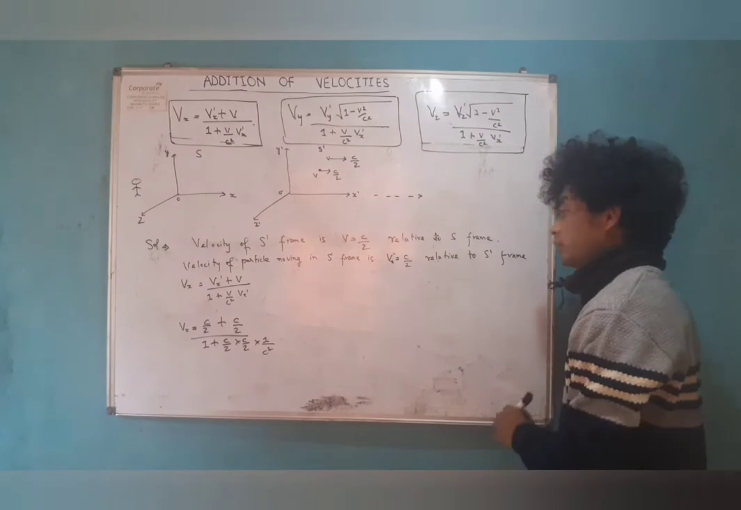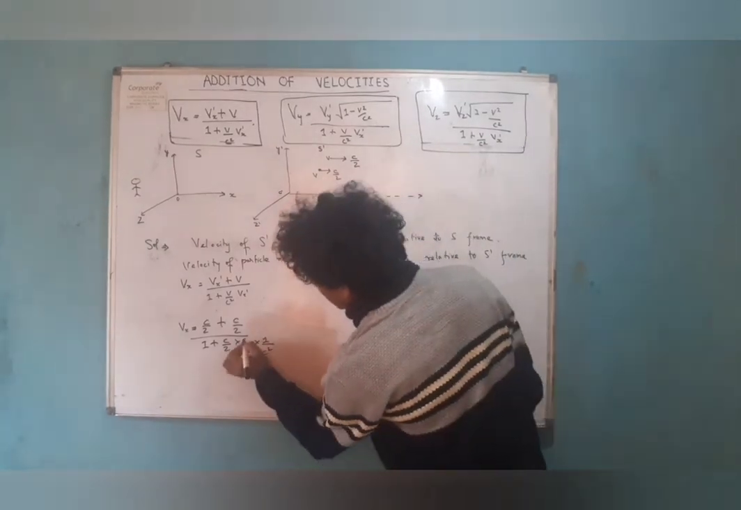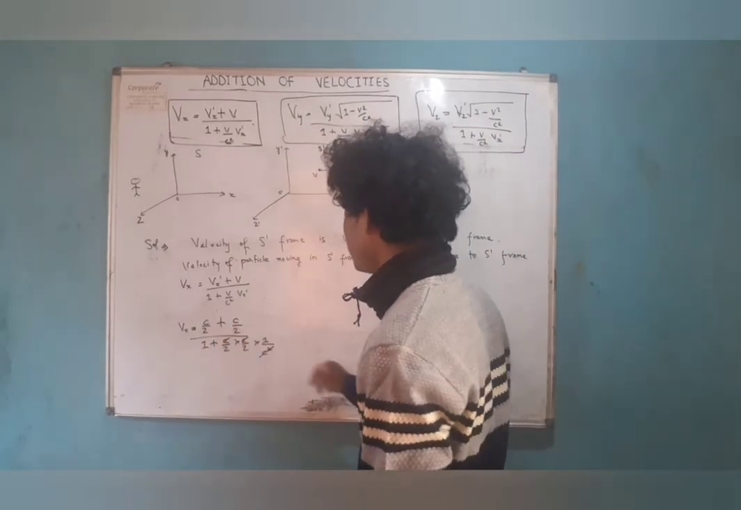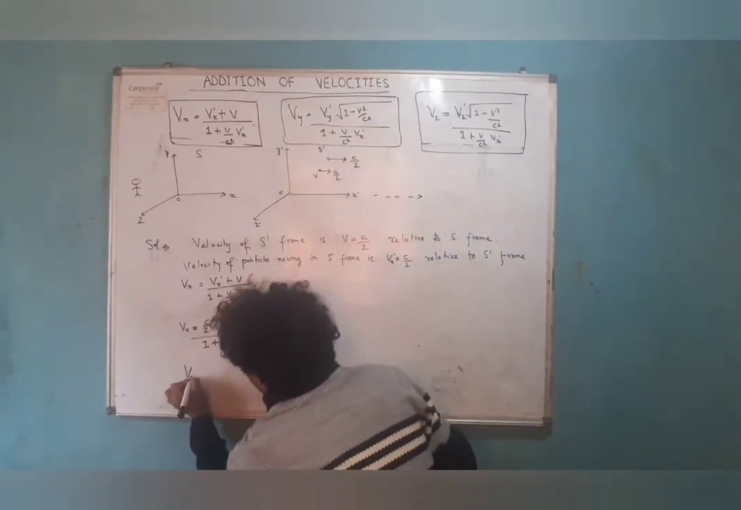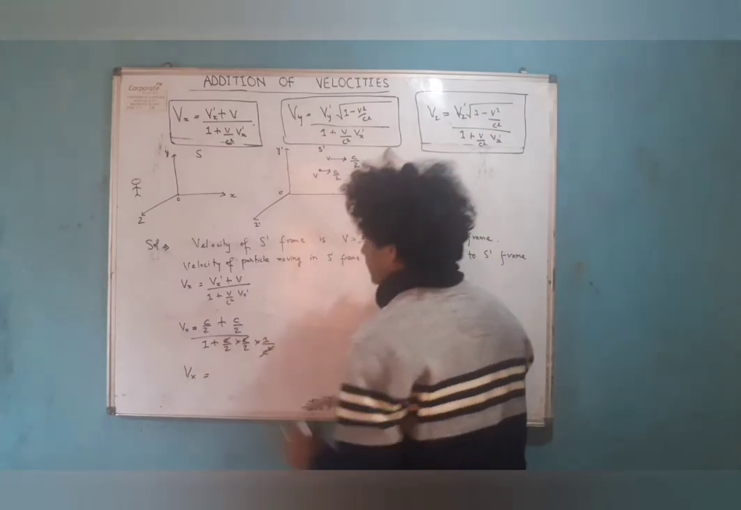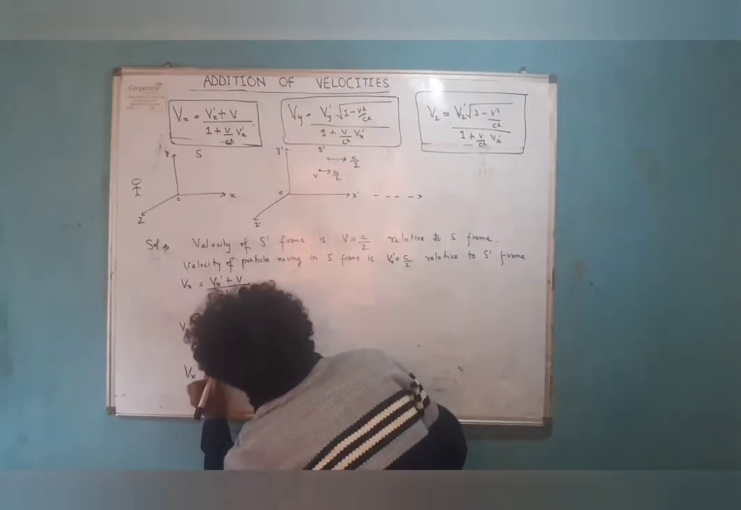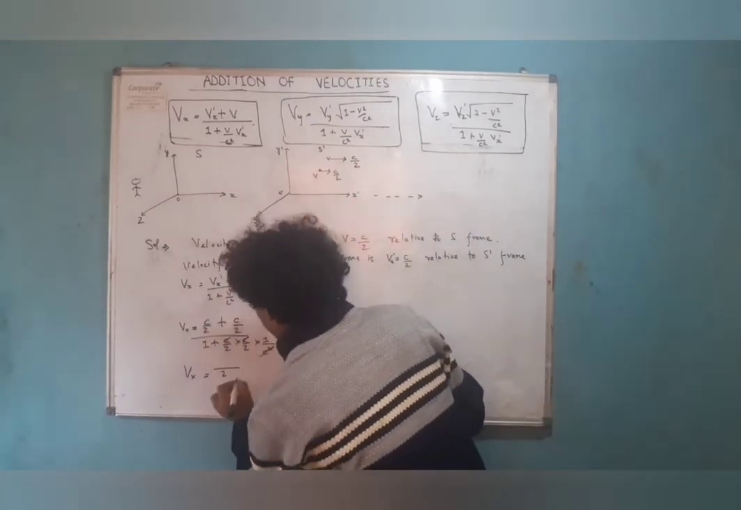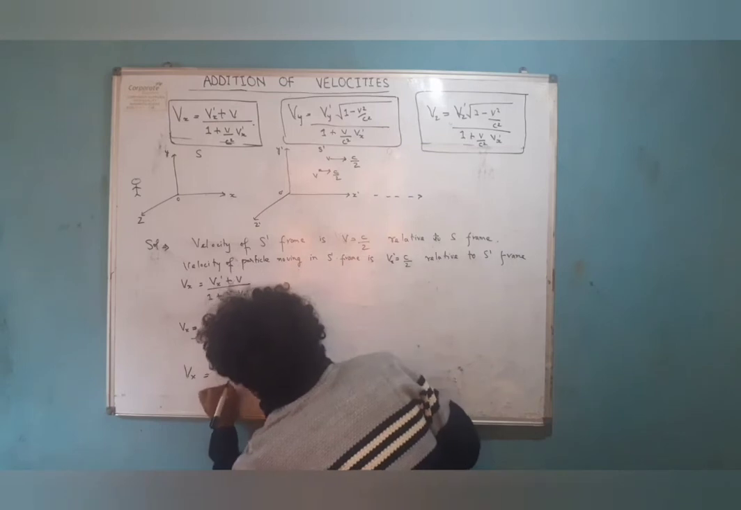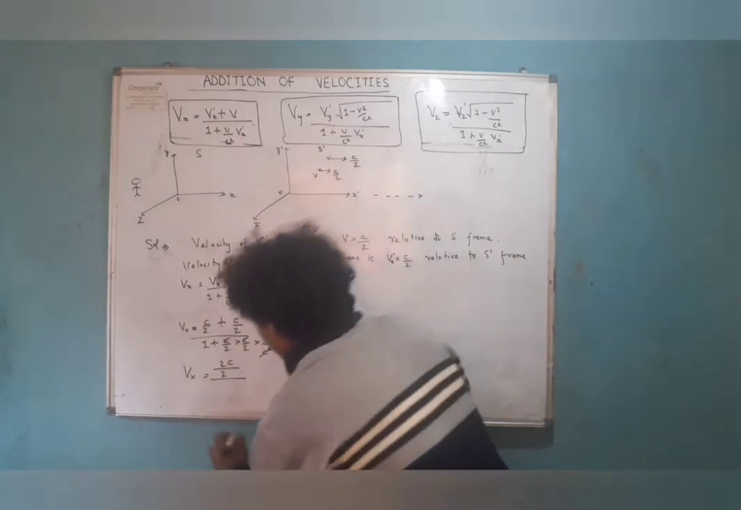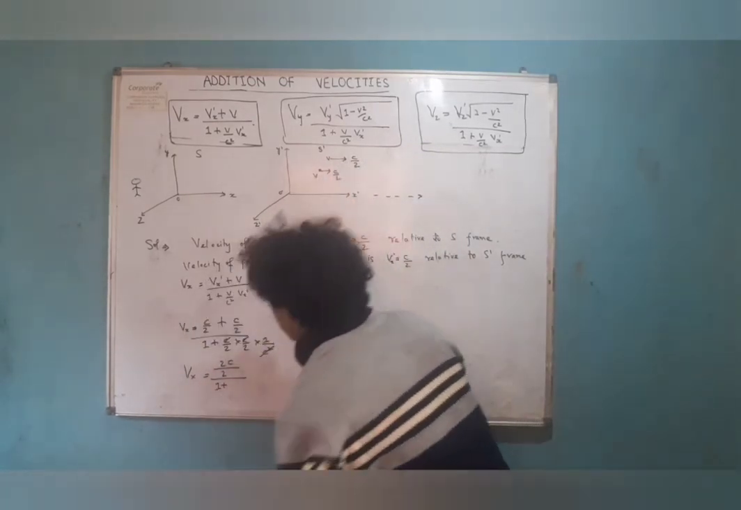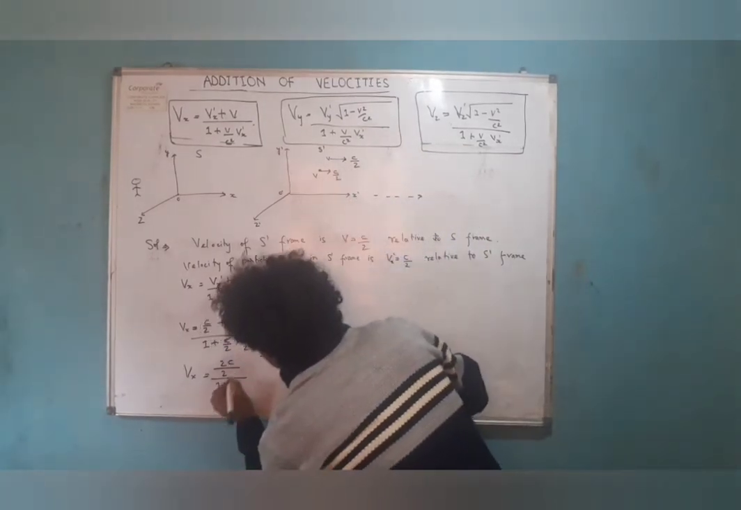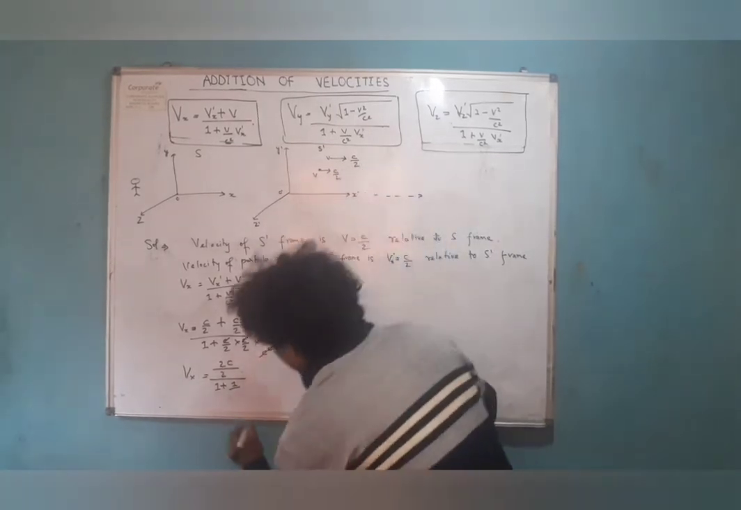So c into c is c square, cancelling c and c square, and by doing LCM, Vx equals, 2 plus 2 is, with LCM 2, there is 2c, and by 1 plus, what is that, 1 by 2 to the 2, into 2 is 4.